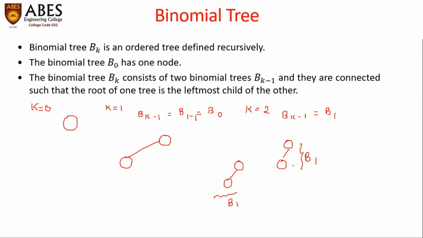And both are connected in such a way that one is the left child of the other. So this is the binomial tree of the order B1. And similarly, we can draw it for B2, B3, B4, and so on. Right? Now, we'll take the representation in the form of figures in the next slides.